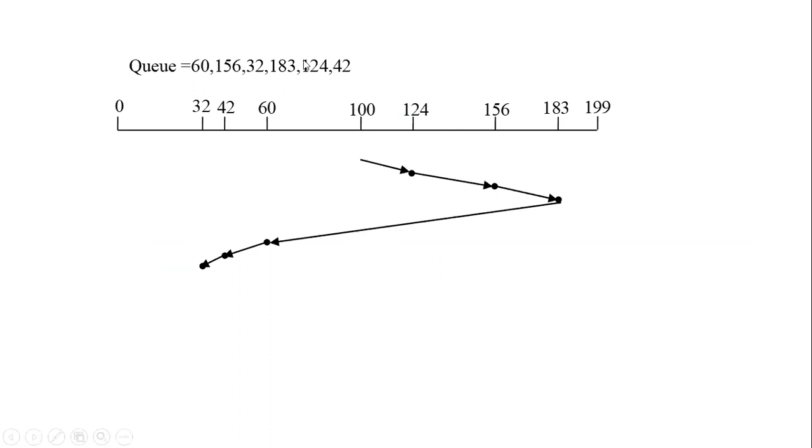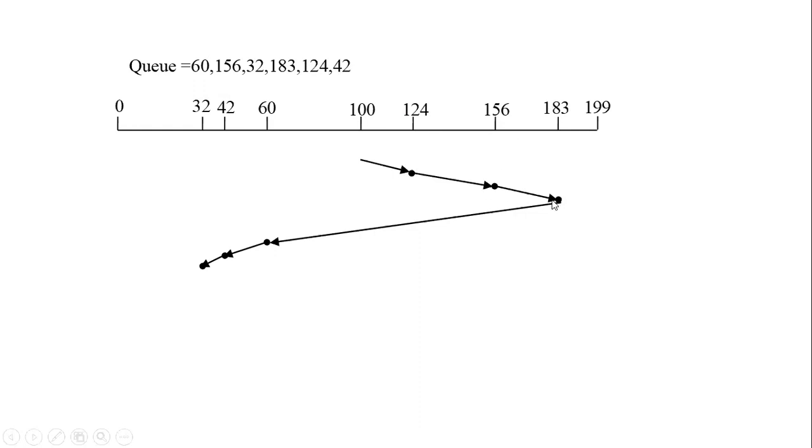So among this group of requests, 124 is the one that is closest to 100. So 124 will be serviced first. So from 100, it moves to 124. So now the next request that is closest to 124 is 156. So it moves to 156. And the next closest request to 156 is 183. Then it goes to 183.